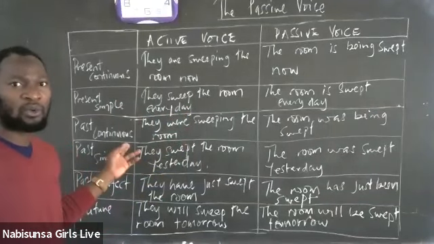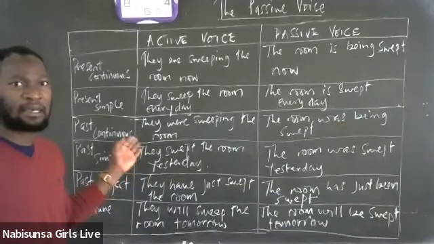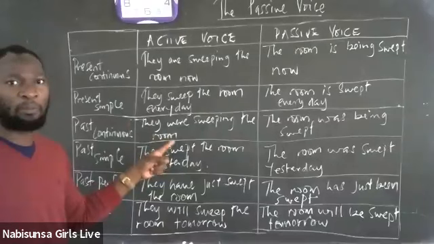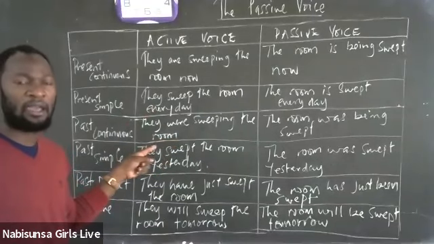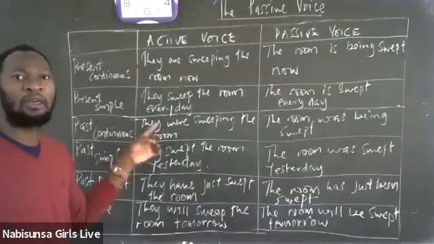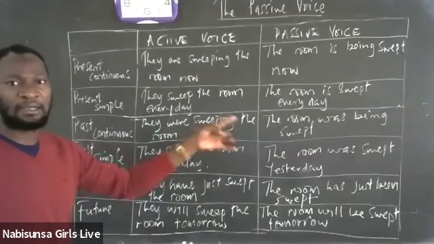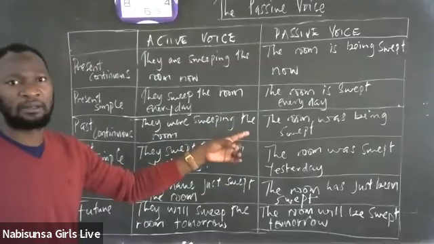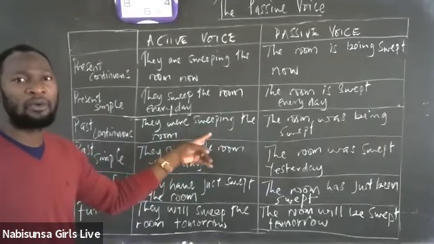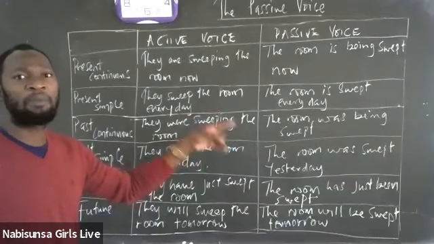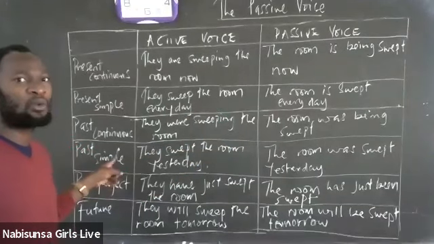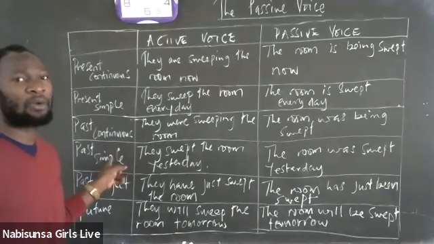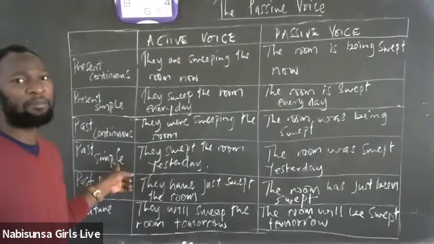When we come to the past continuous tense, you see that in the active voice we say, they were sweeping the room. And then in the passive voice, we have, the room was being swept. They were sweeping the room. The room was being swept. Then we go on to the past simple tense.